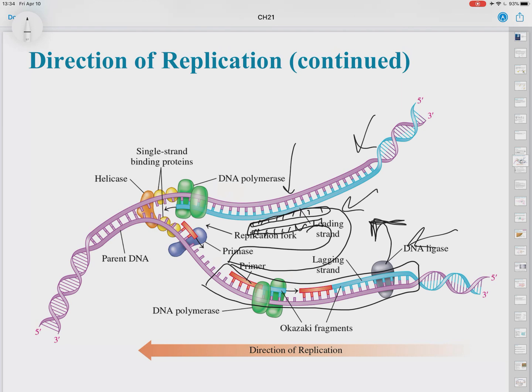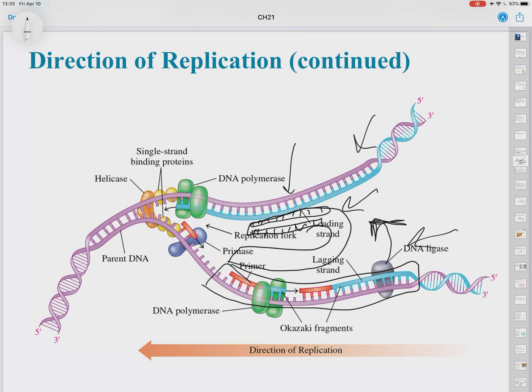at the same time. Now, it can't hold this loop forever, and so then it lets it go, and then it loops a different part. And that's why we end up with little fragments. And then, you know, DNA ligase comes in and pieces those together.